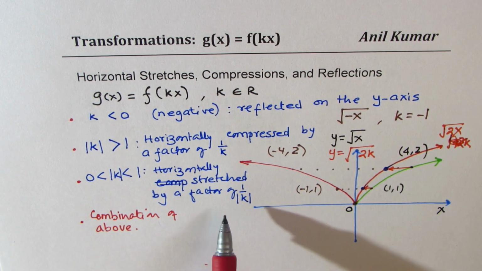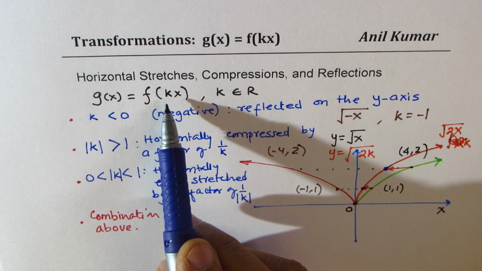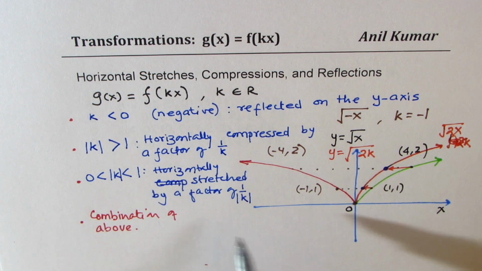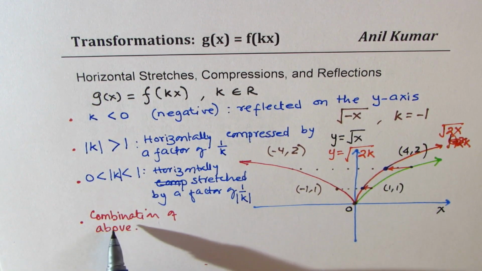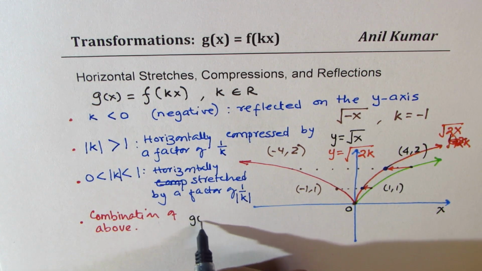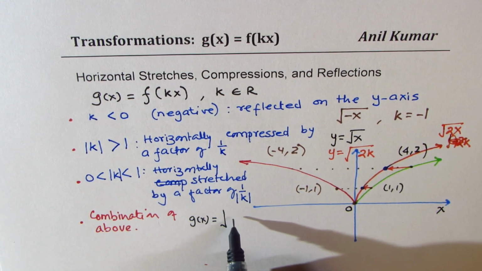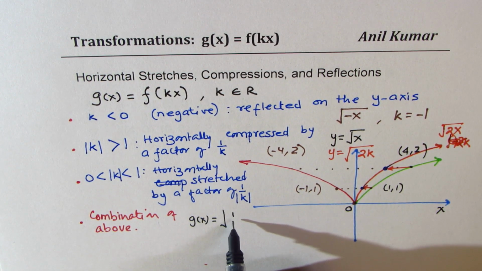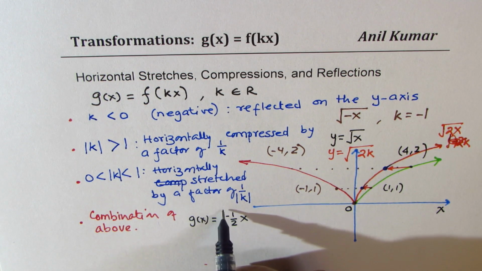Okay, so let's consider another example where the k value is between 0 and 1. So let's take an example where I'll actually combine it with a negative value. Let me write down a function here, which is g of x equals the square root of, let us say, negative half x.